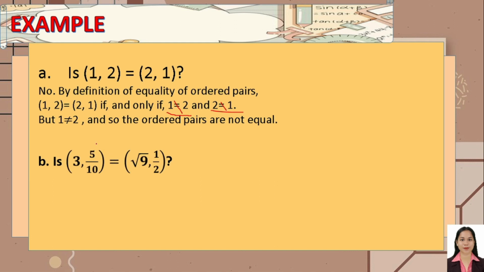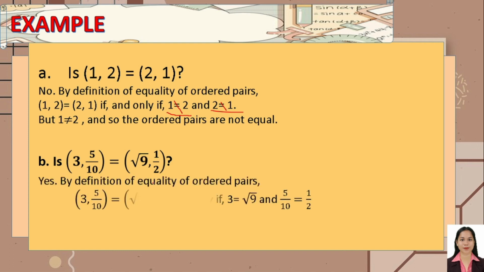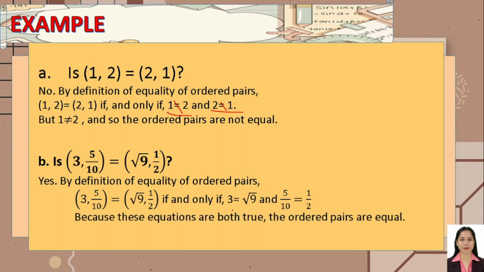Next, is the ordered pair (3, 5/10) equal to the ordered pair (square root of 9, 1/2)? Yes, because by definition of the equality of ordered pairs, (3, 5/10) is equal to (square root of 9, 1/2) if and only if 3 is equal to the square root of 9 and 5/10 is equal to 1/2. And these are equal because these equations are both true and the ordered pairs are equal. So, what is the square root of 9? So, the square root of 9 is 3.